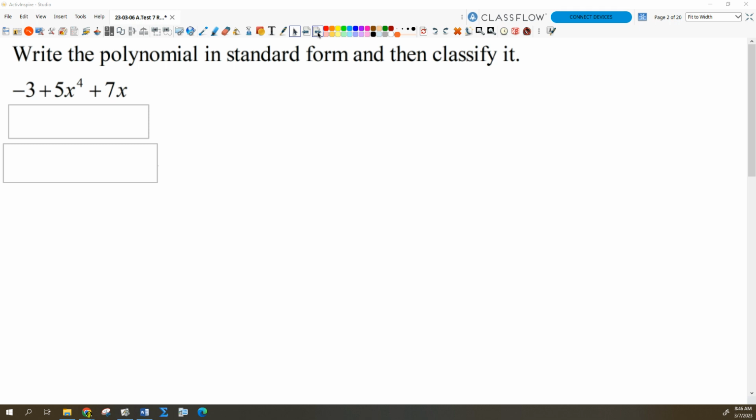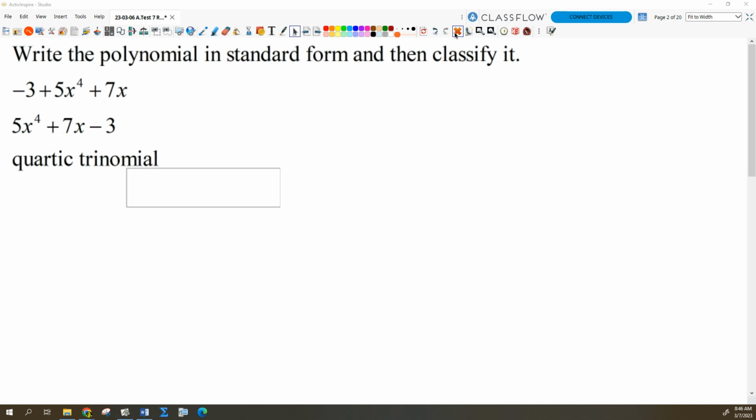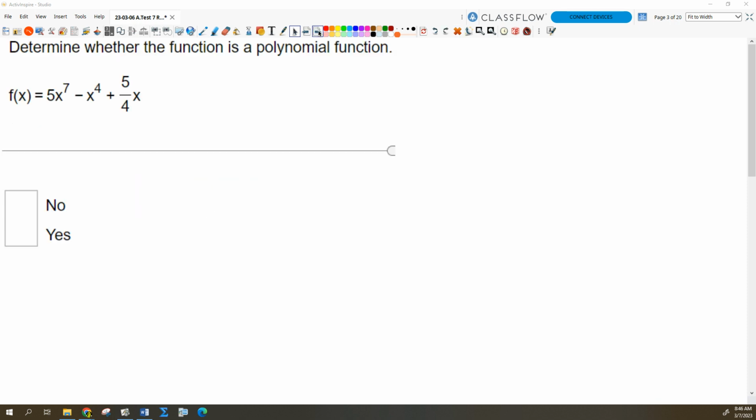So if I wanted to write that in standard form, which term comes first? There you go, 5x to the fourth, then 7x, and then finally we get the minus 3. Good. So how would you classify that then? What's the degree? 4. Okay, so it's fourth degree. How many terms? 3. So what would you call that then? Quartic trinomial. There you go. Good. Good, good. All right. You guys are on top of this.